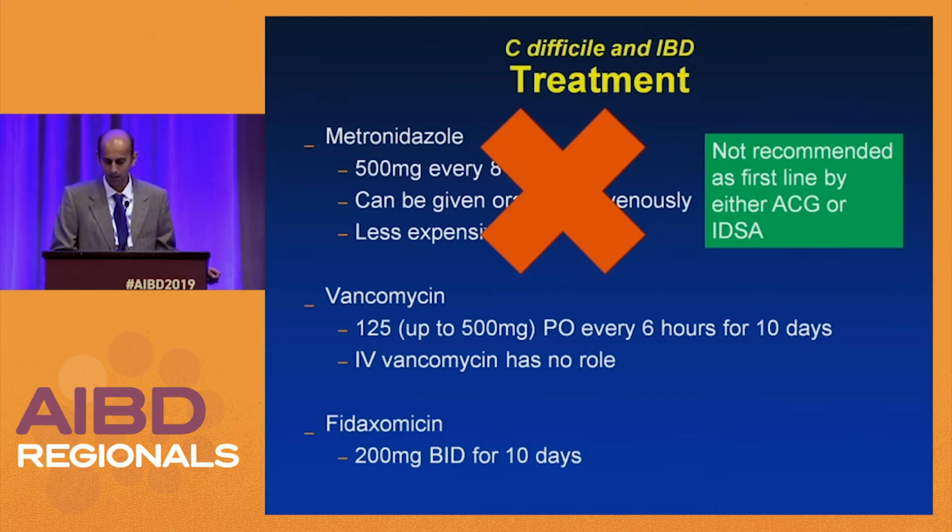The other option is fidaxomicin, which is dosed at 200 milligrams twice a day for 10 days. And these should be your first-line treatments for C. diff in patients with IBD.